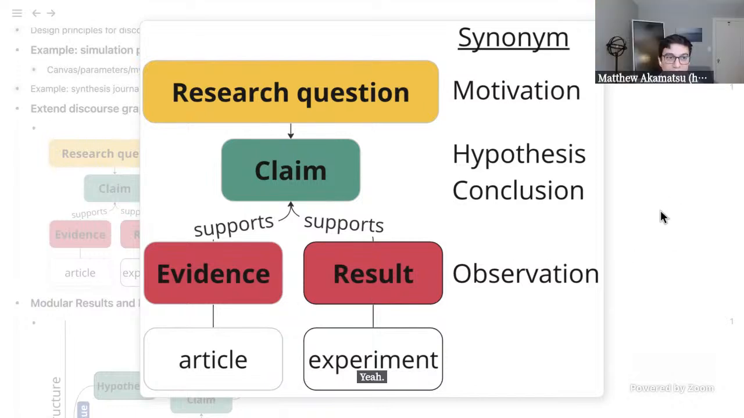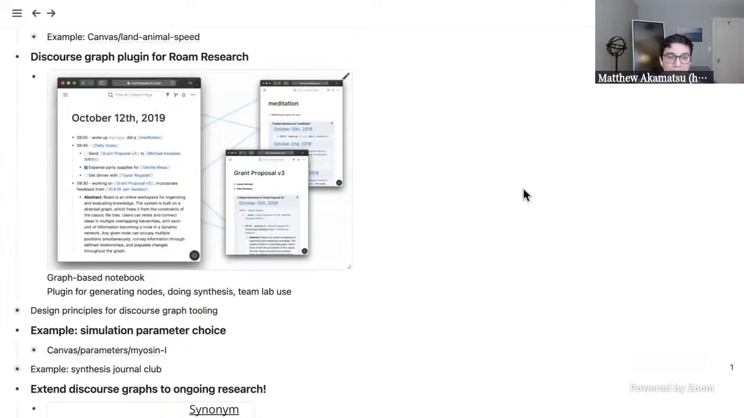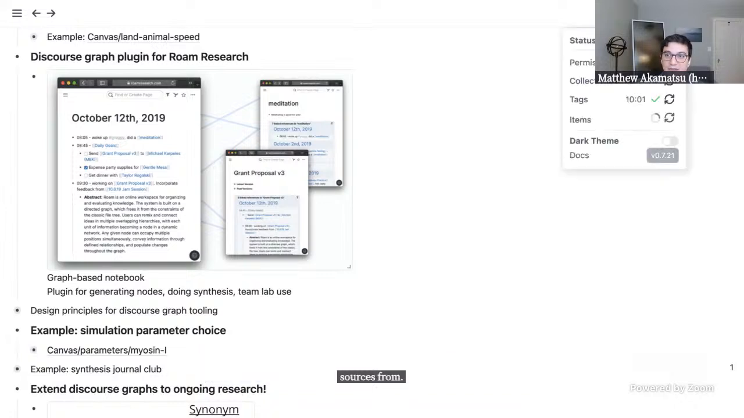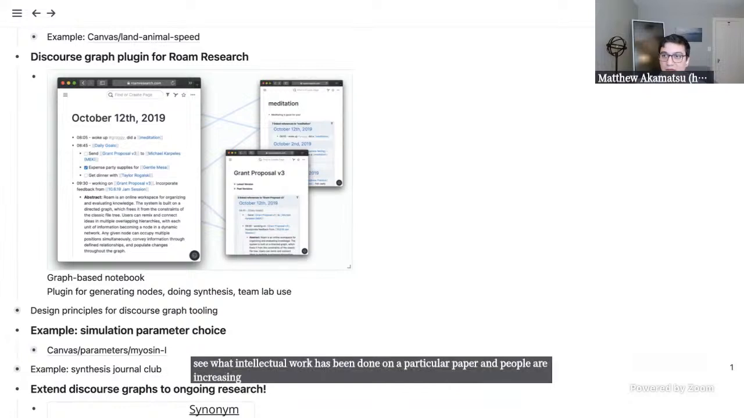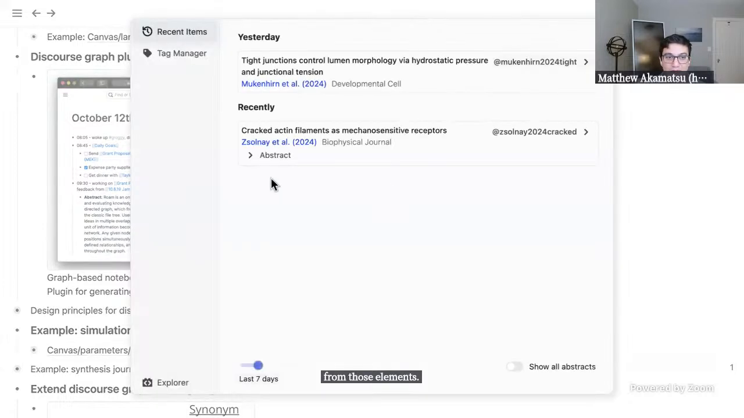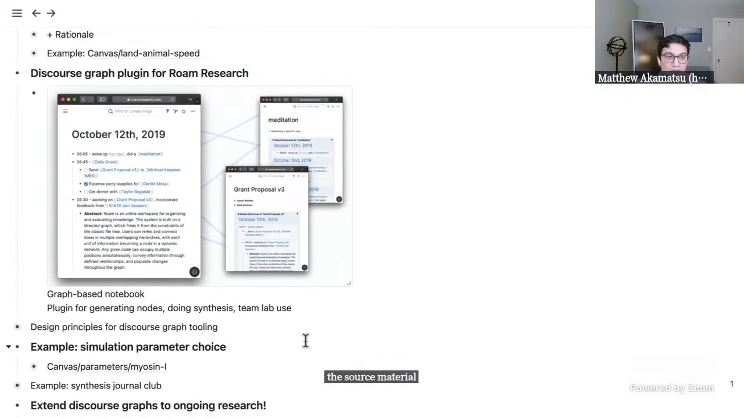Of course. So in random order, our graph is connected to a shared Zotero database through an open source plugin called Zotero Roam. Everybody adds papers to this shared database that you can read from, but then it can also pull individual sources from. That way everybody can both see what intellectual work has been done on a particular paper, and people are increasingly reusing knowledge from those elements. And you can take the source material and convert it into some sort of BibTeX.